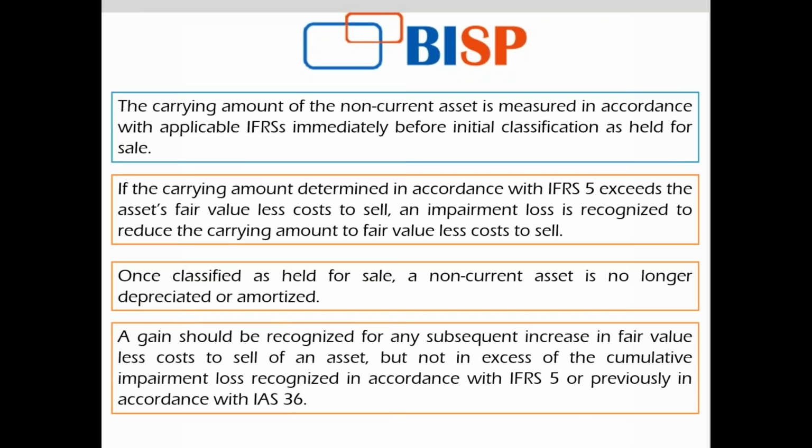So let's start with 1st of June 2019. What were the effects? The carrying amount was $3,80,000, fair value was 6 lakh, and the cost to sell is $2,05,000.